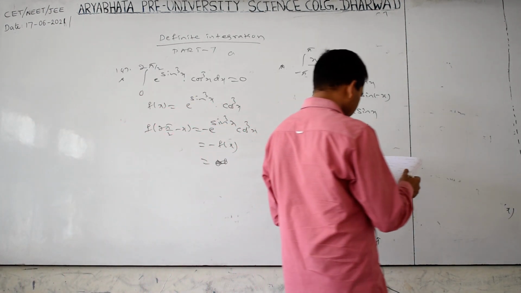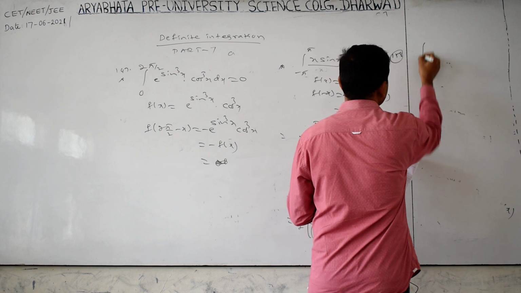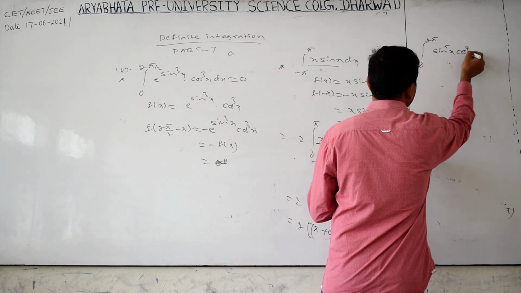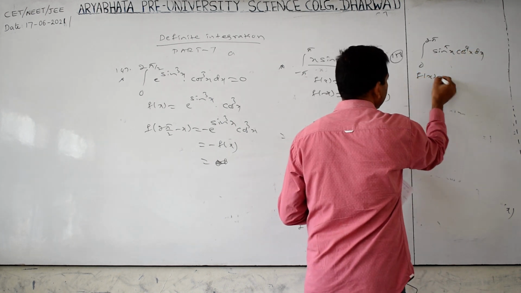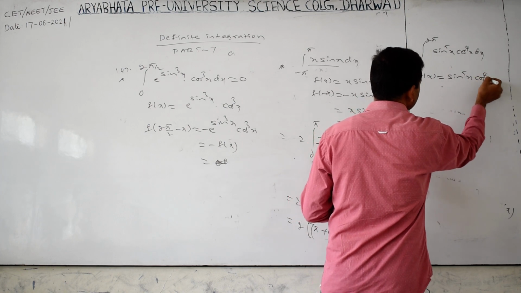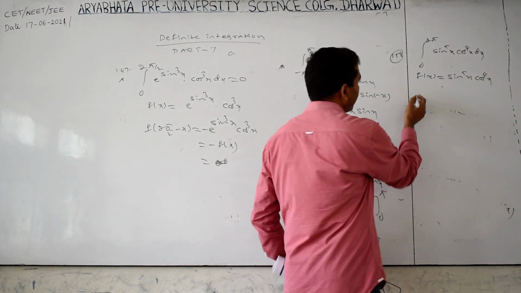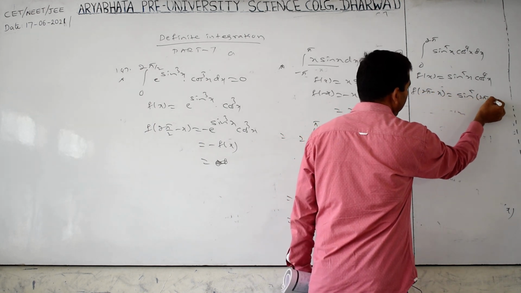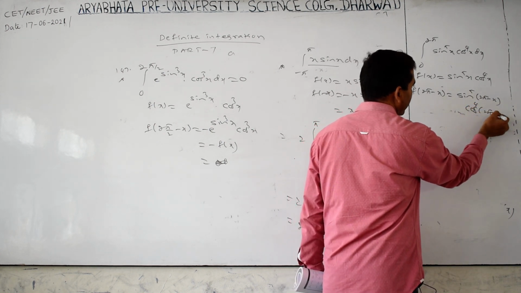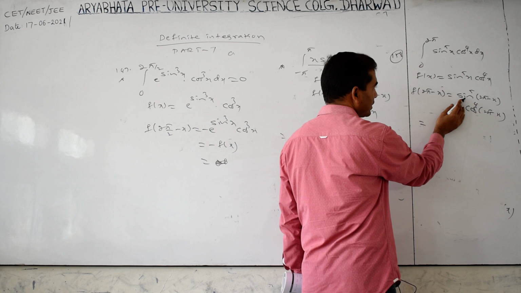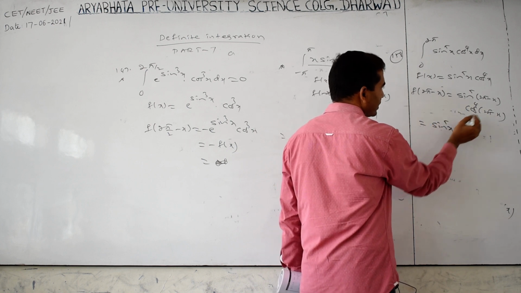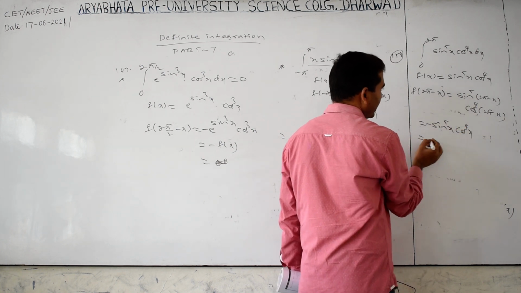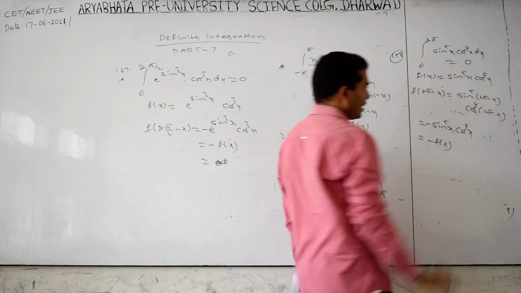Next is question 158: integration of 0 to 2 pi sin power 5x cos power 4x dx. Let f of x equal sin power 5x cos power 4x. Then f of 2 pi minus x equals sin power 5 of 2 pi minus x times cos power 4 of 2 pi minus x. Sin of 2 pi minus x is in the fourth quadrant, so sin power 5x is negative there, and cos power 4x stays. So it is minus f of x, then this value becomes 0.